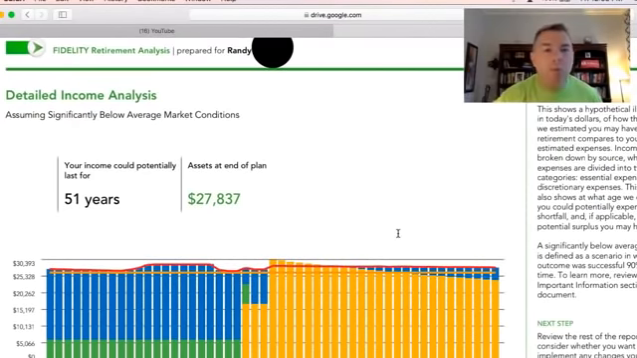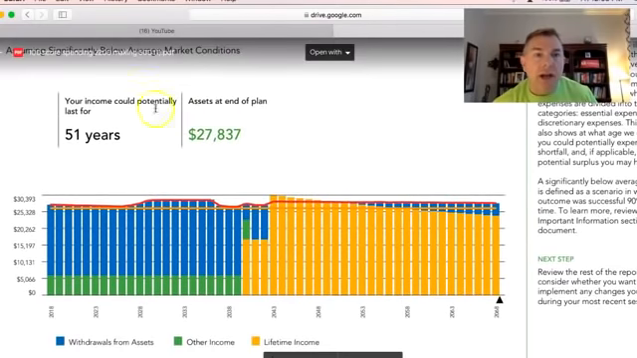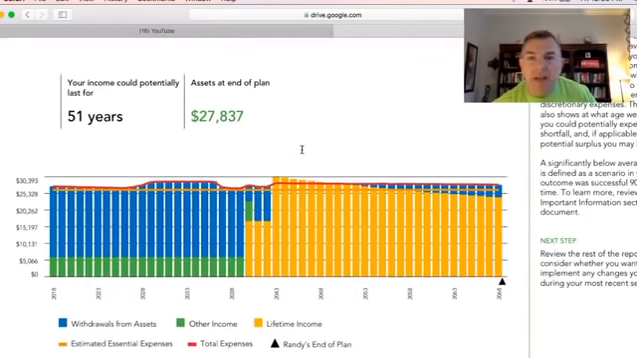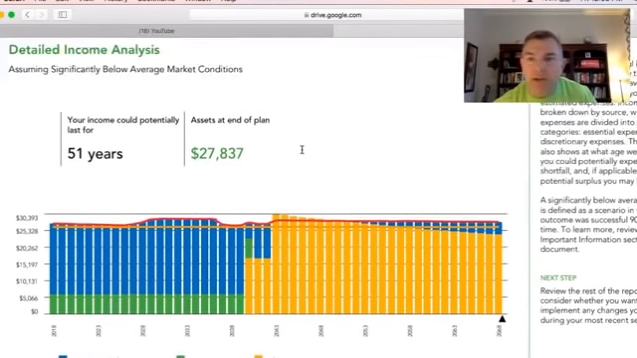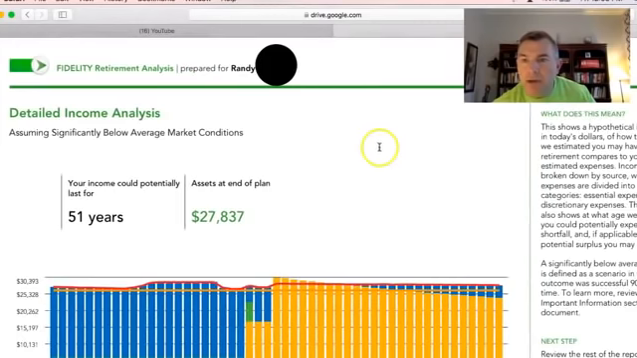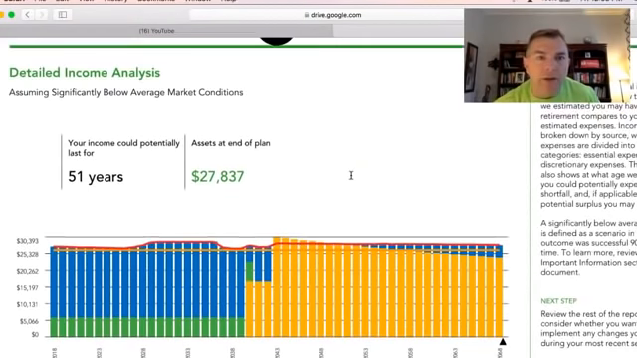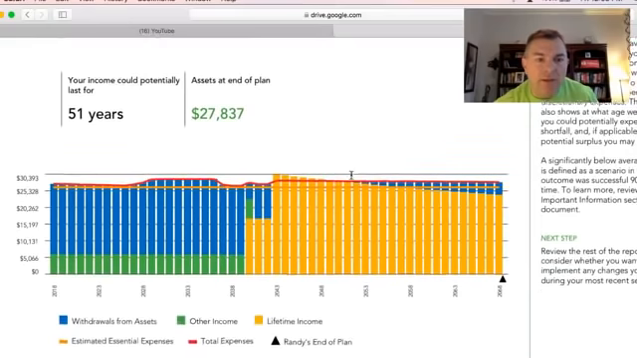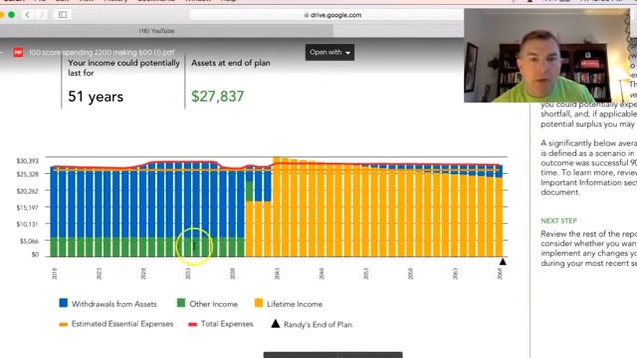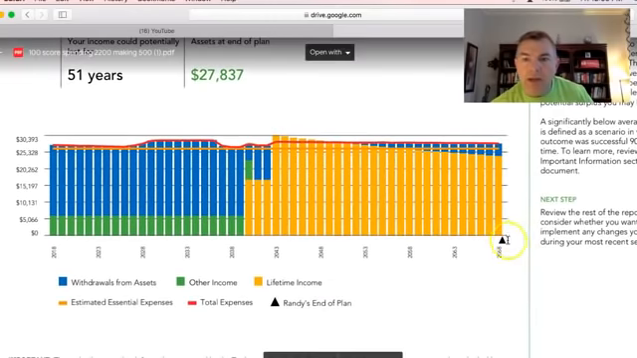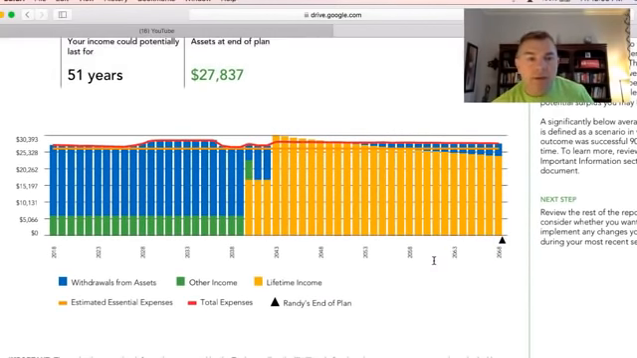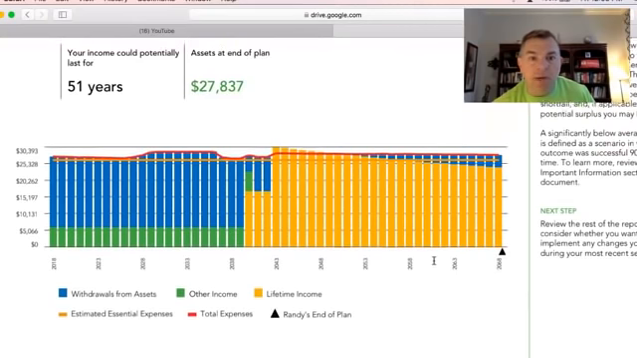Assuming significantly below market conditions, your income could potentially last for 51 years. Assets at end of plan is $27,700. What are they giving us for potentially subpar, below average market conditions? Let's take a look. We're withdrawing from assets here. We have other income, lifetime income. That's pensions and Social Security. Randy's end of plan, 51 years from now, he could still have $27,000. Not a huge amount of money, but there's money left over nonetheless.